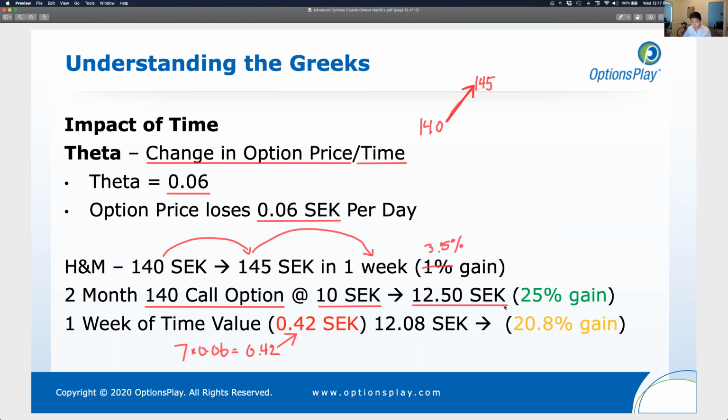I subtract the 0.42 crowns, and now that's how I know that roughly, if the stock takes a week to go from 140 to 145 with everything else held constant, I'm going to be looking at an option that's worth 12.08 crowns rather than 12.5 crowns. So now my gain goes from 25% to 20.8%. So still substantially higher than the 3.5% that I would have gotten if I just bought the stock. But as you can see, the longer it takes for the stock to reach the target profit, the more I lose in terms of value.